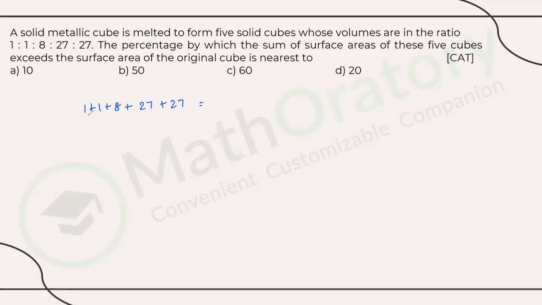Now, what is this? So 1 plus 1 plus 8 is 10 and 27 twice is 54. So 10 plus 54 is 64, right? So if I assume the volumes of the small cubes as these, the original volume should be 64.